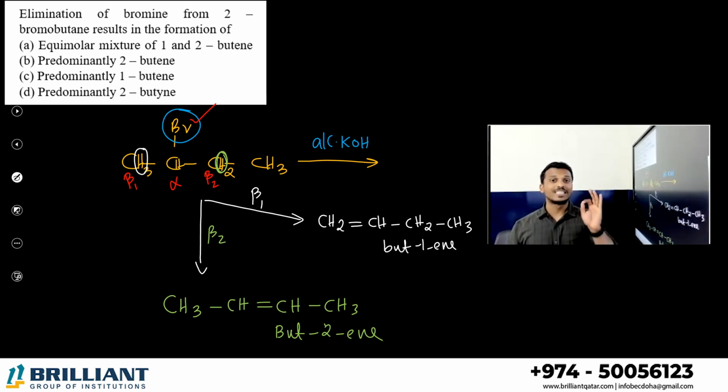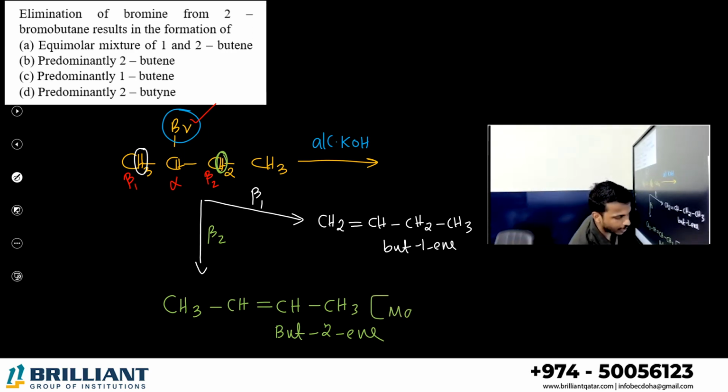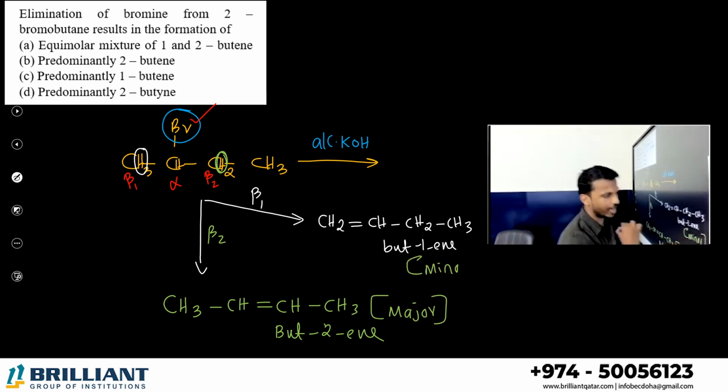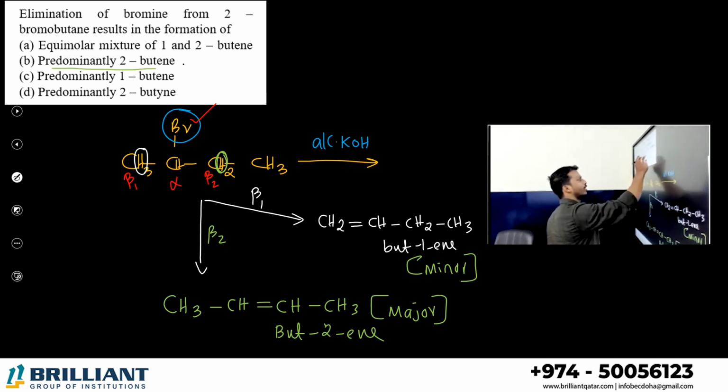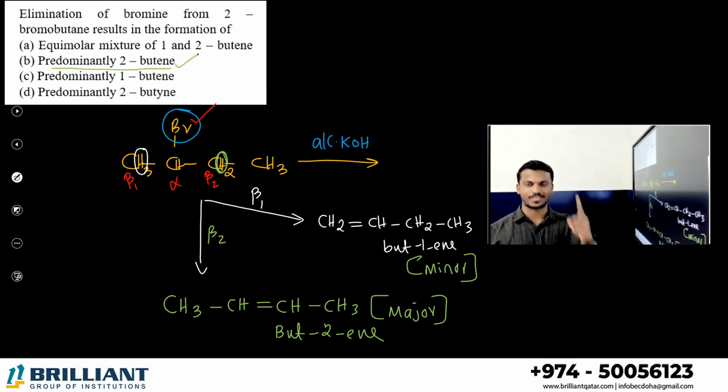But-2-ene. According to Saytzeff's rule, more substituted alkenes are more stable. Try to make the double bond almost at the center, the middle. It will be a more substituted alkene, and it is more stable according to Saytzeff's rule. So this is your major or predominant product, and the other is the minor product. So what is your answer? When this compound undergoes beta elimination, predominantly but-2-ene will be the product. Keep in mind, option B.